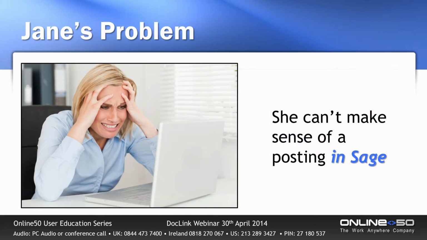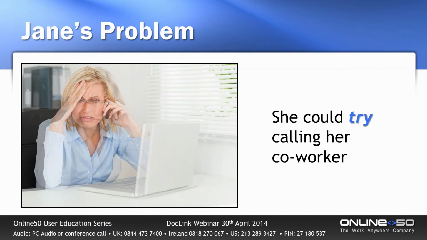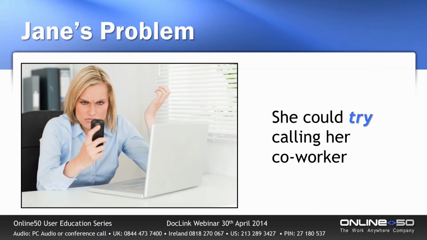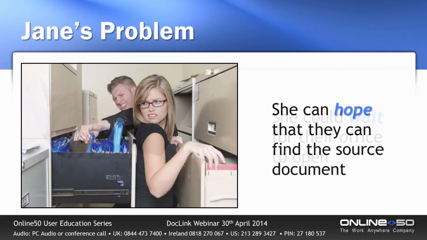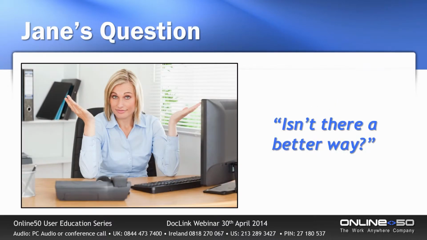She has a problem. She's looking at a transaction her colleague has posted in Sage. She doesn't understand its posting to the nominal account. She hasn't got access to that source document, so she could try calling her co-worker. Of course, her co-worker might be difficult to get hold of. If her co-worker is located in another location, she could be waiting for their office to open. And when it does open, she has to hope that they can find the source document. Jane wants to know, isn't there a better way?